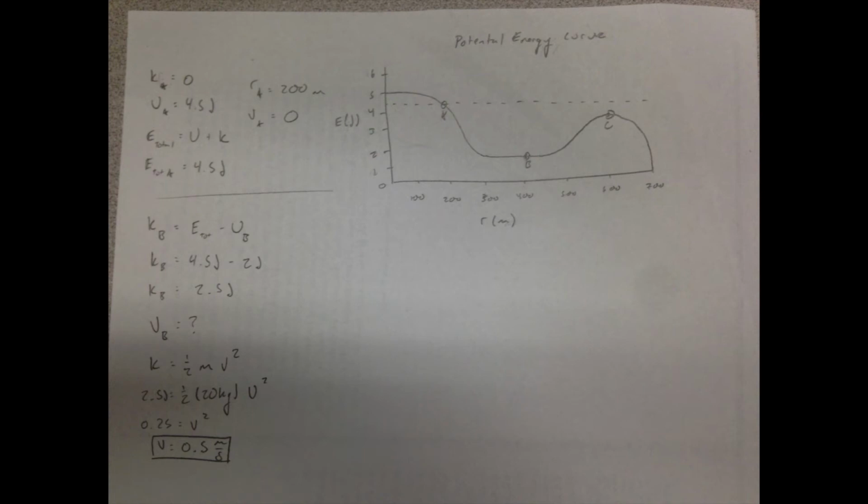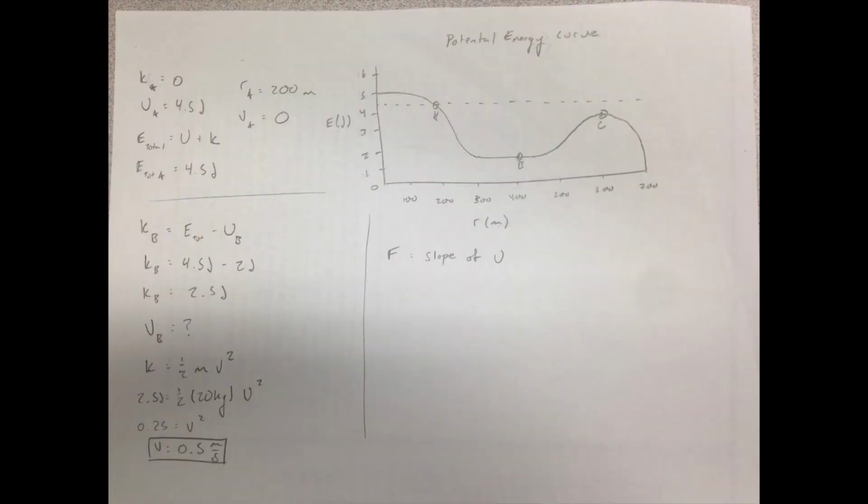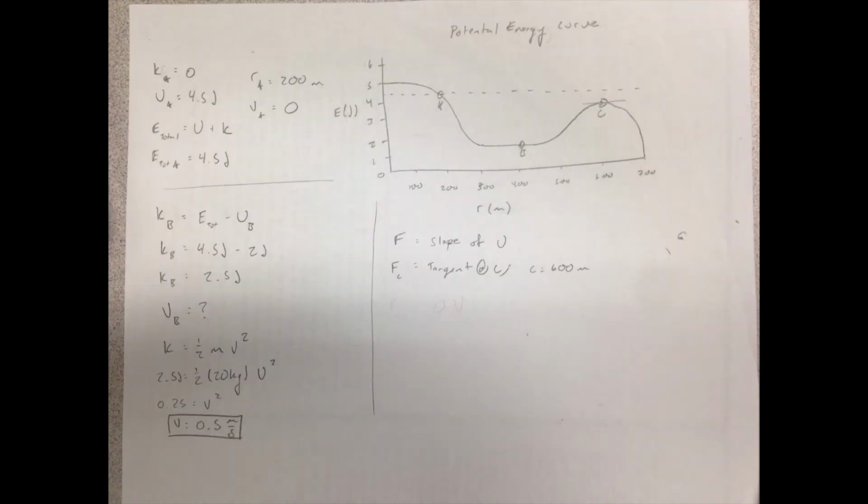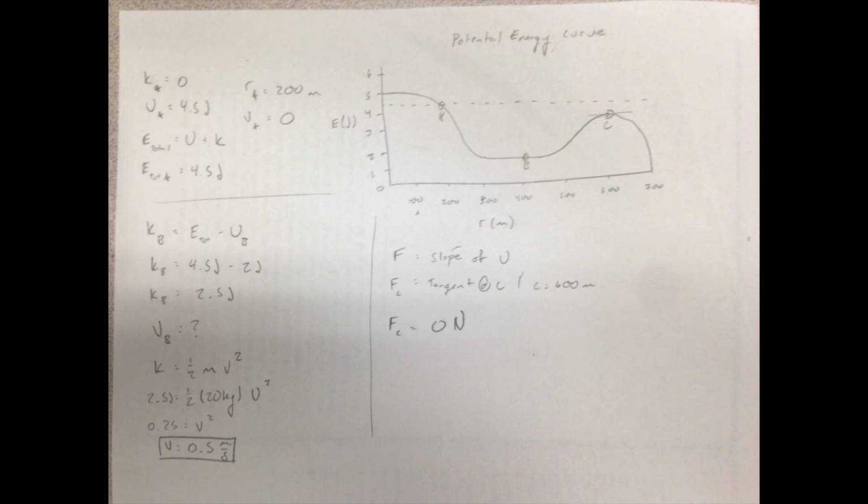Now let's find out what the force on the object is at point C. On a potential energy curve, force can be found as the slope of the curve. The slope of the curve is just its tangent, and so we'll look at the tangent of the curve at point C. Point C is at the peak of the potential energy curve, and so its tangent and slope is 0. Because the tangent at C is 0, the force on the object at C is also 0, and so our final answer is 0 newtons.